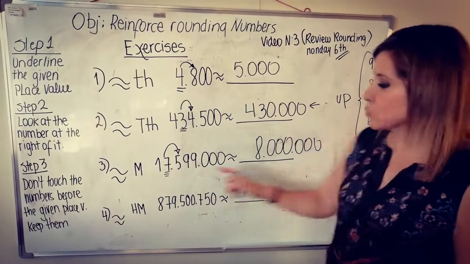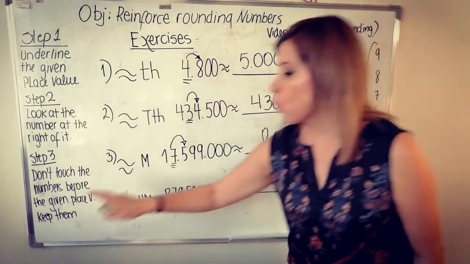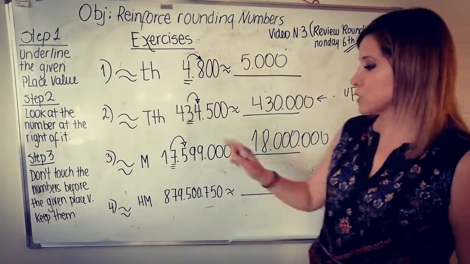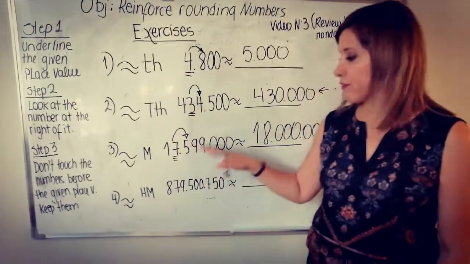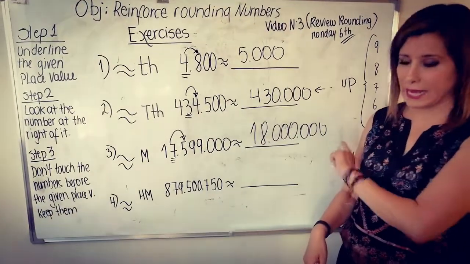But since we have a number that is before the place value, we keep it, okay? We don't touch it, we keep it. So 17,599,000 is rounded to 18 million.